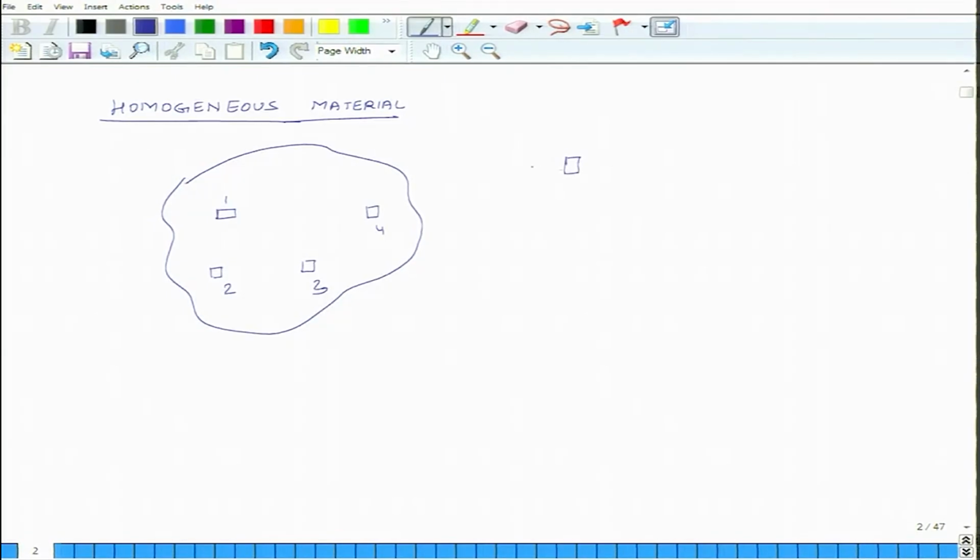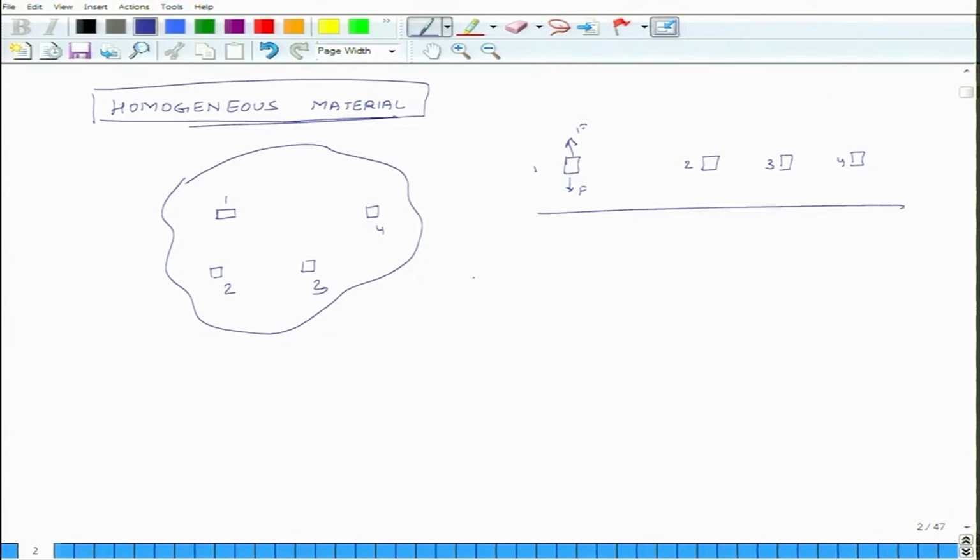You take sample number 1, pull it in tension, generate a stress-strain diagram and find the Young's modulus, and you do the same thing for sample number 2, sample number 3, sample number 4. The point is that these samples are coming from different regions of the material. If the material is homogeneous, then all the properties of the material based on sample 1, sample 2, sample 3, sample 4 and so on will be the same. That is a material which is known as homogeneous.